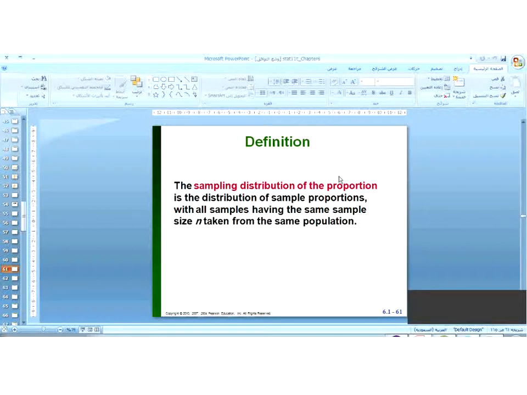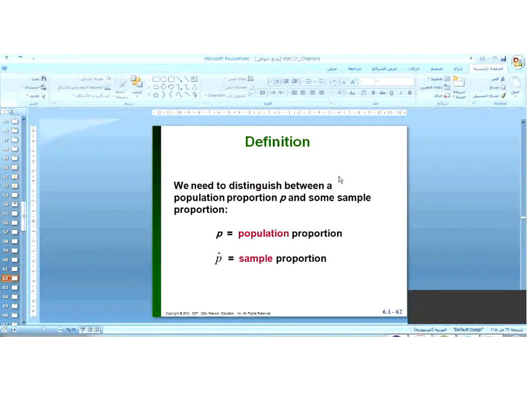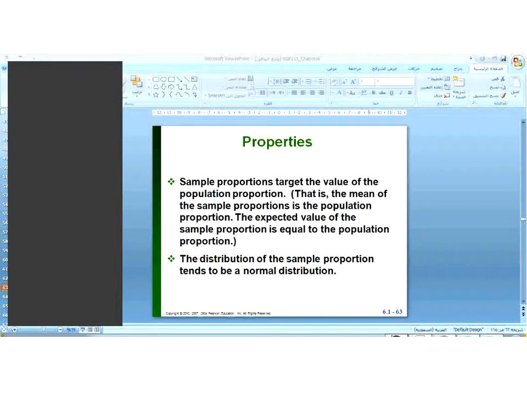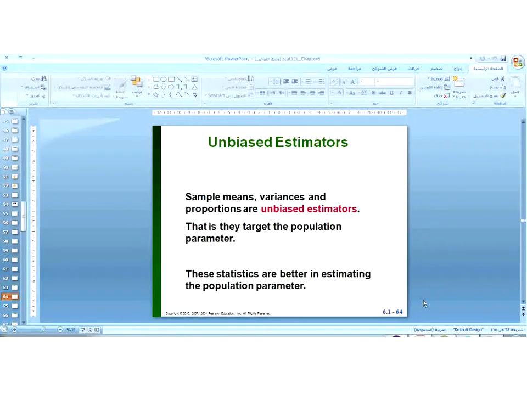What about the sampling distribution of the proportion? The proportion will also have a normal distribution. But let's define the proportion first. P is the population proportion, and P hat is the sample proportion, which is always x over n. The distribution of the sample proportion tends to be a normal distribution. So the mean and the proportion are both distributed normally, but the variance is not distributed normally. It is skewed to the right.